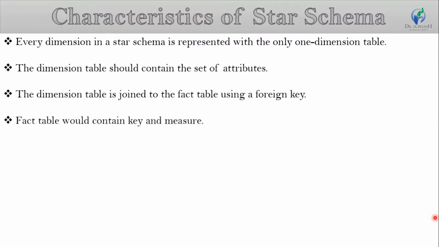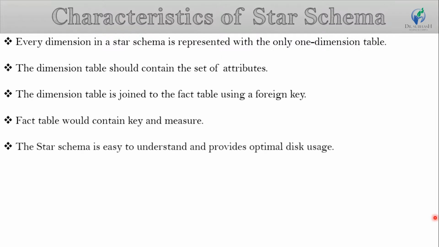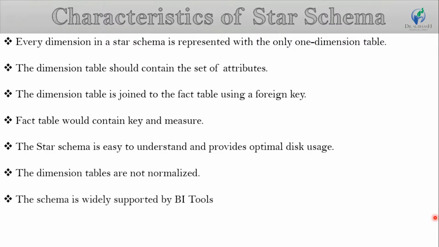So the fact table would contain keys and measures. Next is the star schema is easy to understand and provides optimal disk usage compared to the other schemas. Next is the dimension tables are not normalized in the star schema. The schema is widely supported by business intelligence tools. So I hope you can understand the basic structure of the star schema and its characteristics.